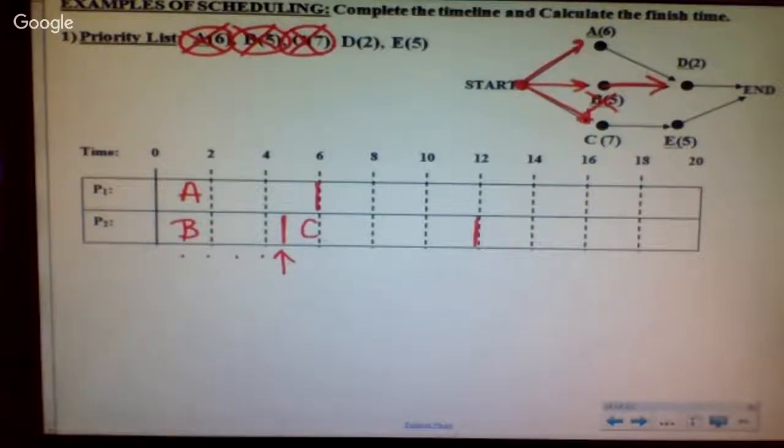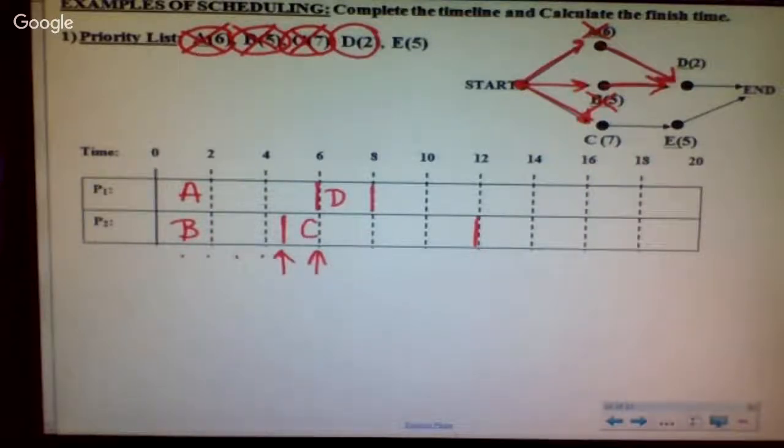Okay, so we stopped at 5. Now we're at 6. I've got another line. Processor 1 has now stopped working. What are they done with? A. When I come down to D, is D ready yet? Yes. Circle it. Is E ready yet? No. So this person gets my next available circle, which is D. And that finishes at 8.